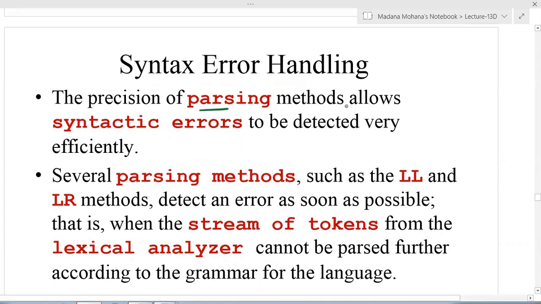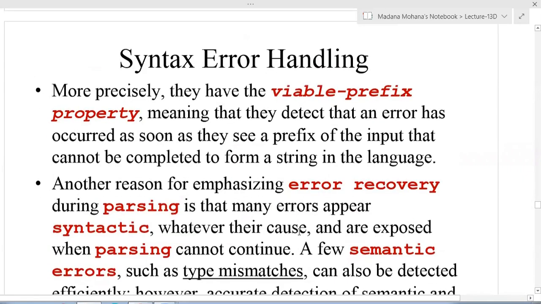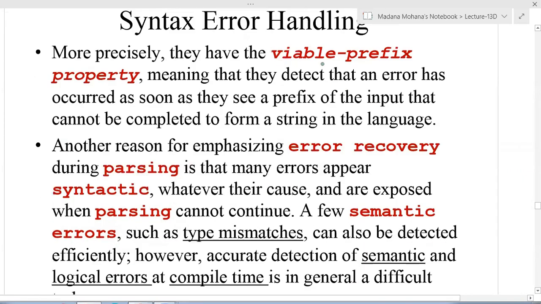Then the precision of parsing methods allows syntactic errors to be detected very efficiently. Several parsing methods, such as LL parser and LR parser methods, detect an error as soon as possible. That is, when the stream of tokens from the lexical analyzer cannot be parsed further according to the grammar of the language, at that time these syntactic errors occur. More precisely, by considering the viable prefix property in context-free languages, which we discussed in formal language and automata theory, they detect that an error has occurred as soon as they see a prefix of the input that can't be completed to form a string in the language.